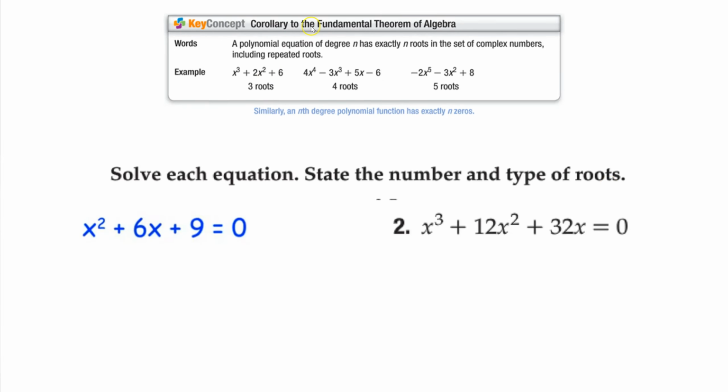Then we have this corollary of the fundamental theorem of algebra, which I brought up before. Whatever the highest degree of the polynomial is, that's the number of roots you should have. Total roots, not real or imaginary, but a combination. Sometimes you have real, sometimes you have imaginary. So with x to the 4th, I should have 4 roots. X to the 5th, I should have 5 roots.